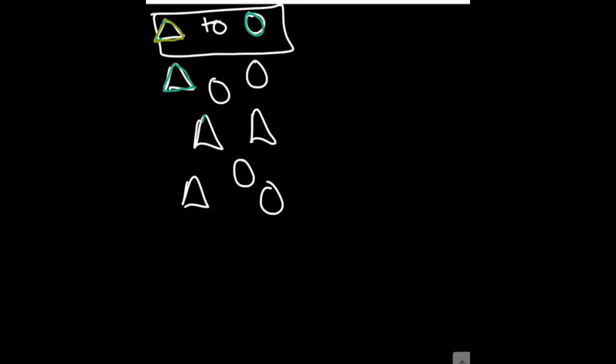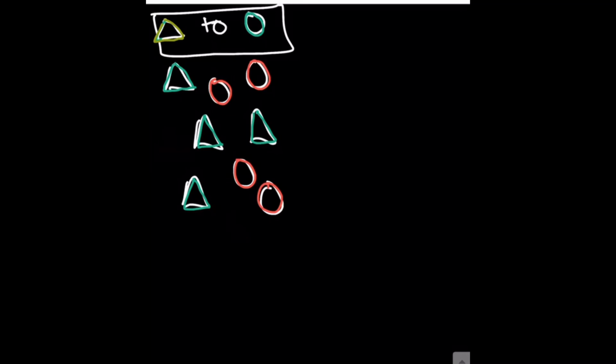1, 2, 3, 4. So there are 4 triangles. And the circles, that would be 1, 2, 3, 4. So it's an equal ratio. There's an equal amount of triangles and circles. However, if I add 1 more, there'll be 2 more. Now there are 6 triangles to 4 circles.